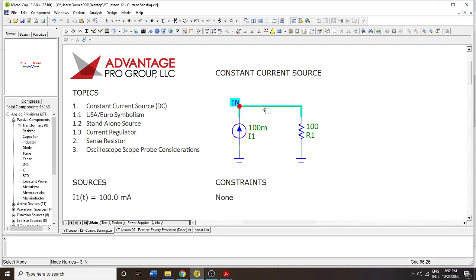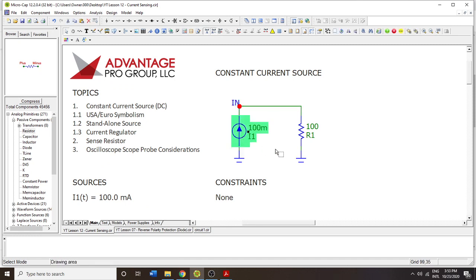Today we're going to be doing constant current sources and talking about those. So we have a 100 milliamp source here and we have a 100 ohm resistor. And how current sources work is they are essentially like a contract. They're telling you that, okay, no matter what the kinds of voltage conditions or the things that I might have to do, I'm going to give you 100 milliamps in this direction of whatever it is that's connected to it.